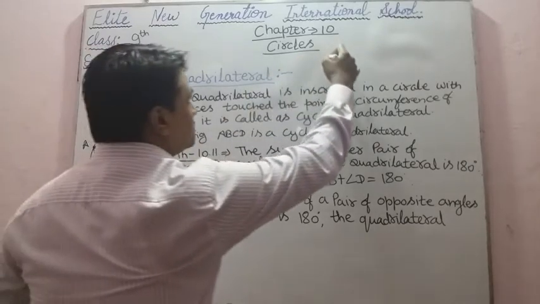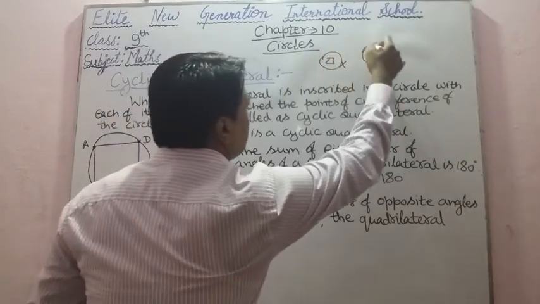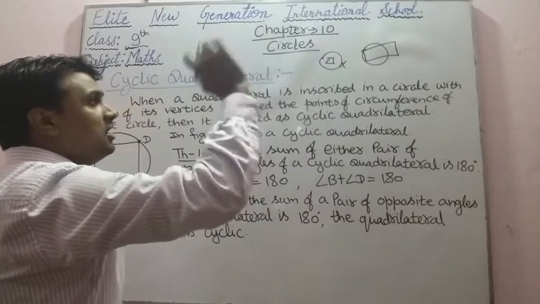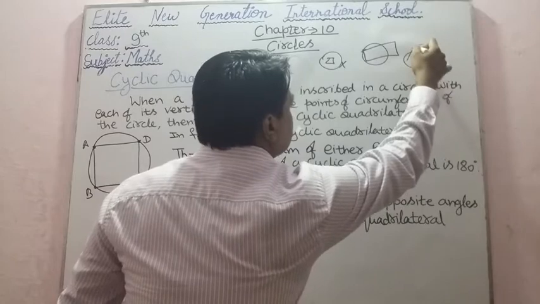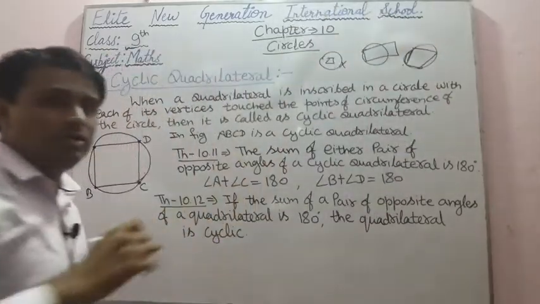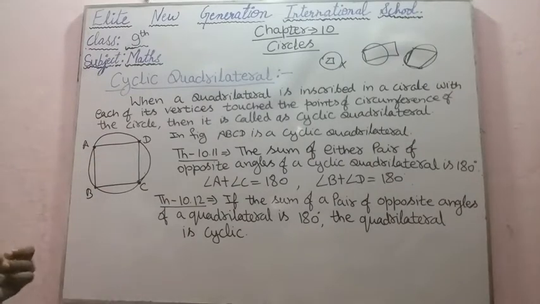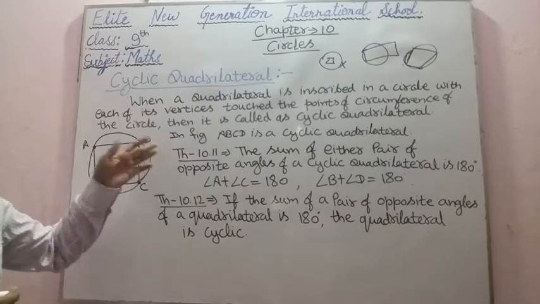Suppose we draw this kind of quadrilateral. This is not a cyclic quadrilateral. Or we draw this kind of quadrilateral. This is also not a cyclic quadrilateral. For a cyclic quadrilateral, all its vertices should touch the circumference. Only that kind of quadrilateral will be cyclic. Related to this, we have two theorems, and these are very important theorems.